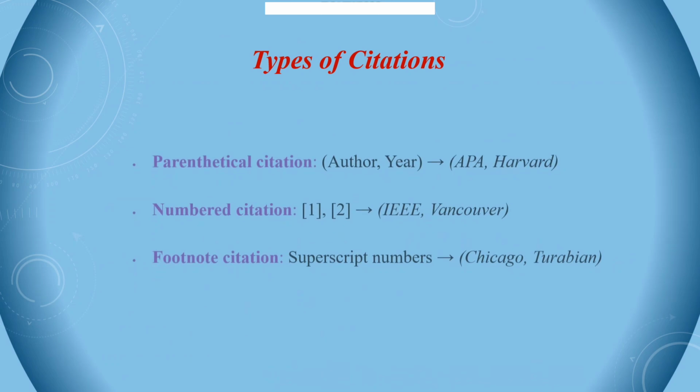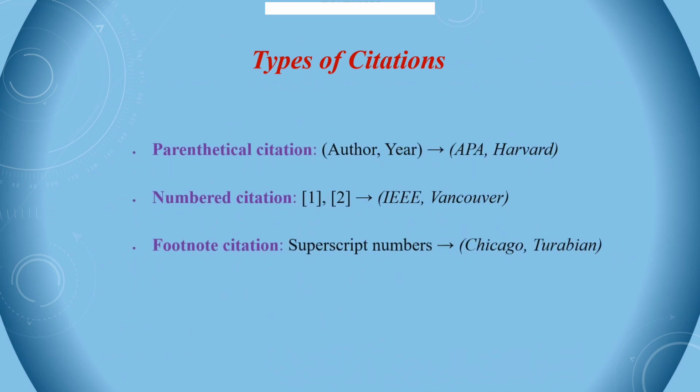Then let me talk about the types of citations which we come across during research work. We can write the citation as a parenthetical citation, like in APA and Harvard styles of writing, where we write the author's name. If we have more than two authors, then we write the author et al. with the year of publication. The second style is known as numbered citations, in which we write one and two, meaning reference number one and reference number two, in square brackets, and that style is known as IEEE Vancouver style of citing a source.